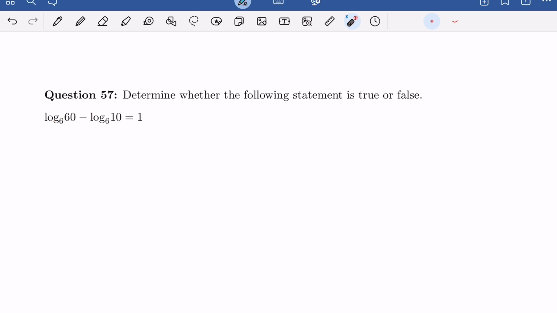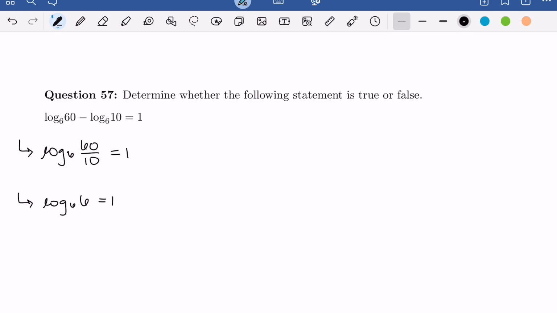a false statement. We're going to do so using our log properties. So notice on the left-hand side here, we have the difference of these two log expressions, so we can use our quotient rule here. This is going to be the same thing as log base 6 of 60 over 10. We still have 1 on the right-hand side of this equation. Now we can simplify this. We're going to have log base 6 of 6, and then we still have 1 on the right-hand side.